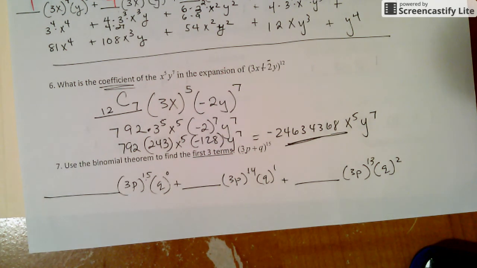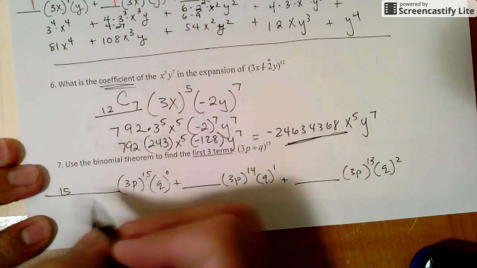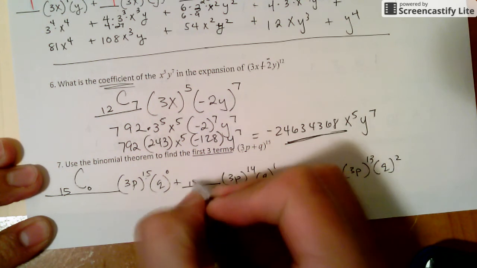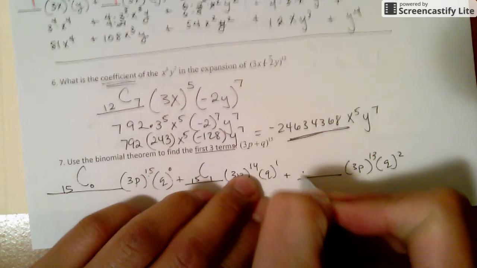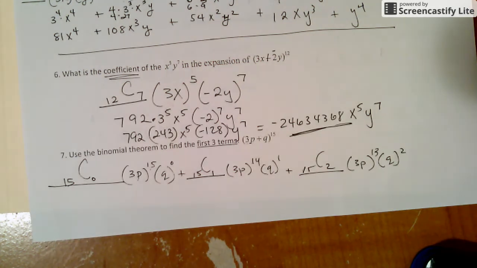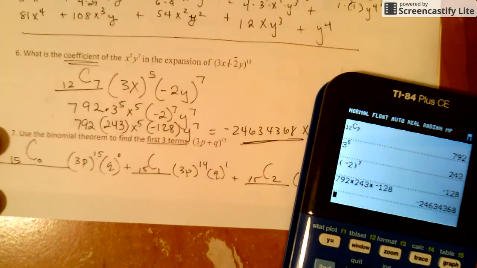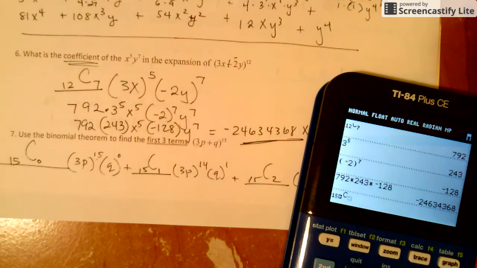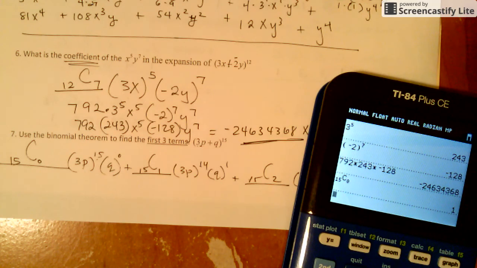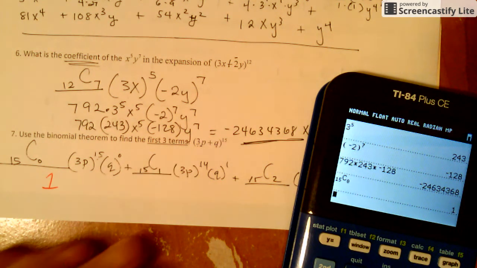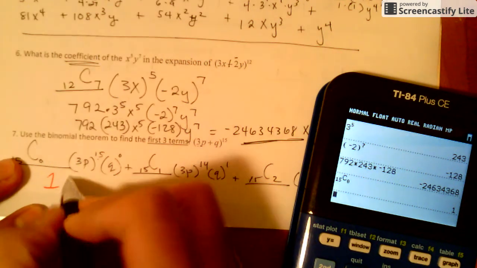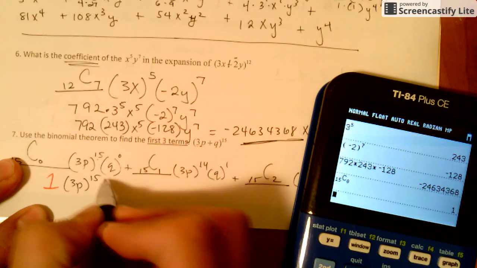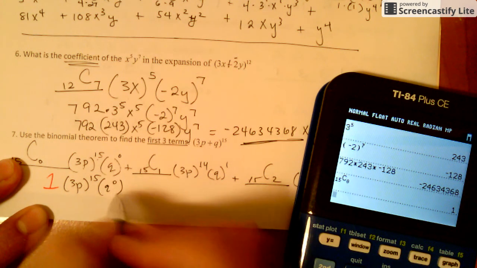My coefficient, well, this is the 15th power, so I'm going to do 15 choose 0, 15 choose 1, 15 choose 2. And then on my calculator, I'm going to find those values. So math, probability, nCr, 15 choose 0. Hey, that's 1. So this piece becomes 1. I still have 3p to the 15th, q to the 0, which is just 1.